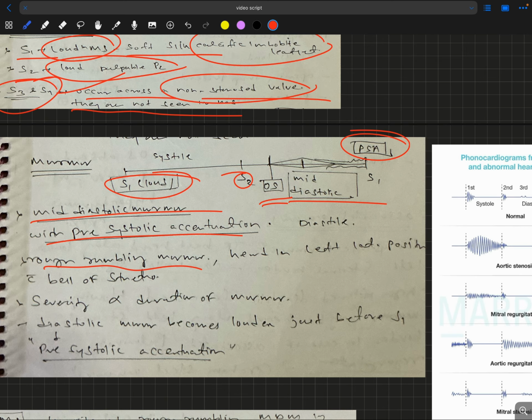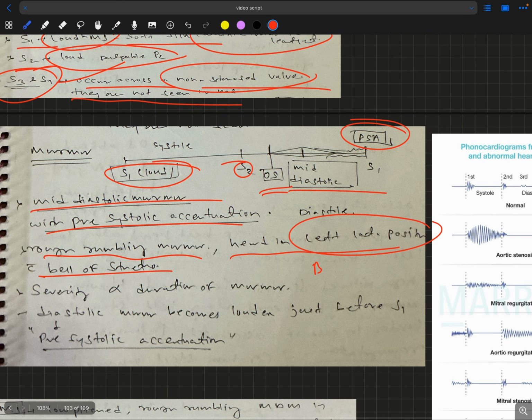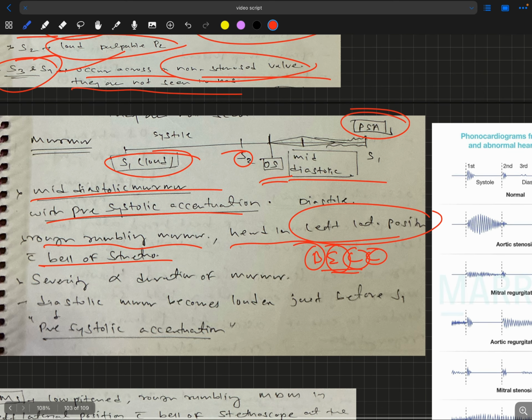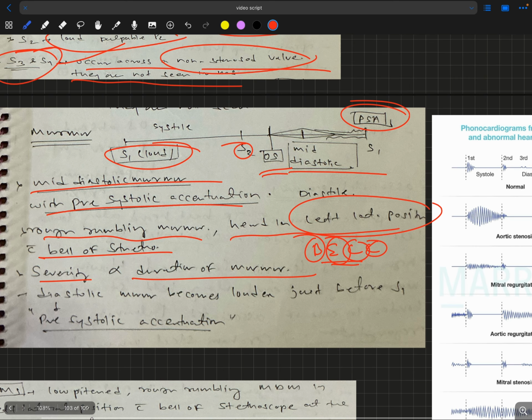Rough rumbling murmur, heard best in left lateral position with the bell of the stethoscope. There is a mnemonic called BELL. That means bell of the stethoscope and left lateral position, with increased intensity on expiration, because it is a left-sided murmur. Severity of the MS murmur is proportional to the duration of the murmur.